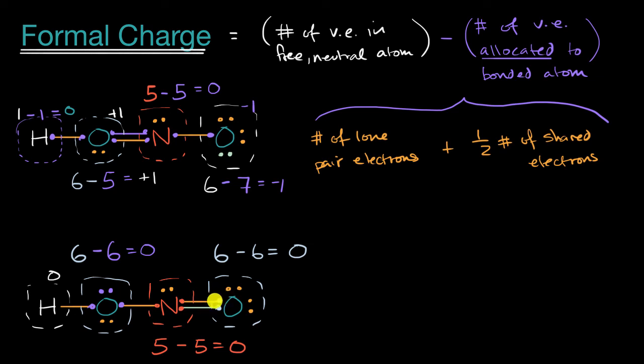And as we'll see in future videos, the closer the individual atom formal charges are to 0, the more likely that that resonance structure will contribute more to the resonance hybrid. But we'll talk about that more in future videos. The whole point of this one is just to get comfortable calculating formal charge for the individual atoms in a molecule.